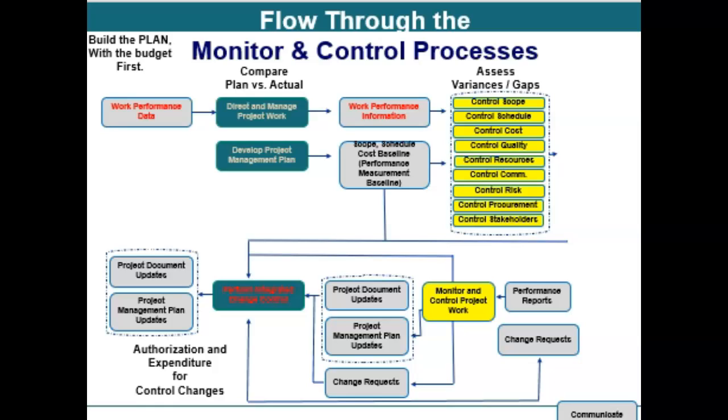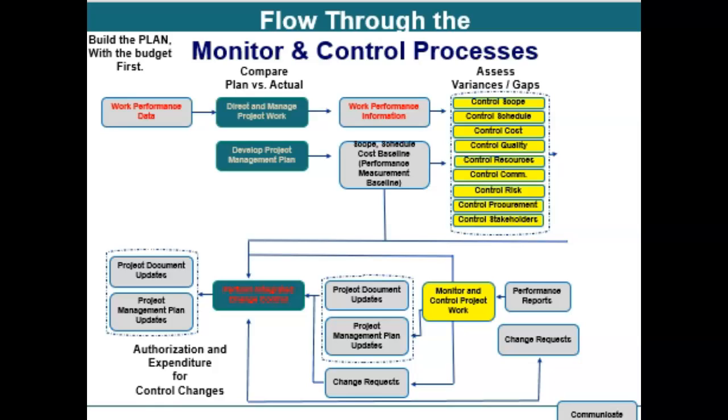And so I'm going to collect data, and we call that work performance data. And then moving to the right of the top of the slide, I'm going to compare my plan versus that actual data. And I use a couple of processes to do that. One is direct and manage project work. That's where I'm building my deliverable. And then I'm going to analyze that data through that process, and I'm going to end up with work performance information. That's that analyzed data of my deliverable, my plan versus my actual.